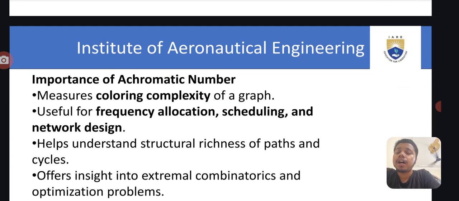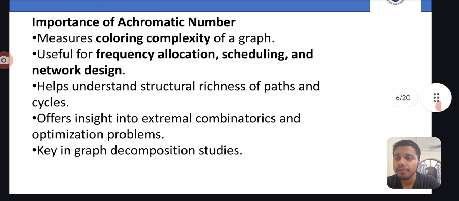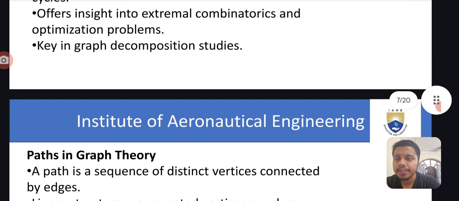Importance of achromatic numbers. It measures the coloring complexity of a graph, useful for frequency allocation, scheduling, and network design. It helps understand the structural richness of paths and cycles, offers insight into extremal combinatorics and optimization problems, and is key in graph decomposition studies.